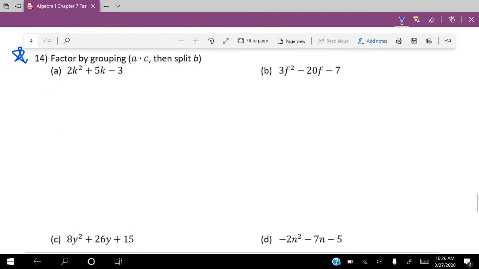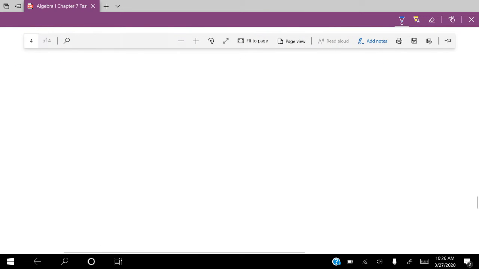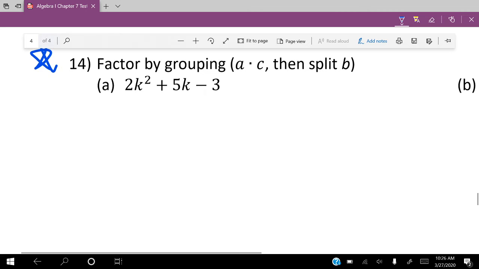14, the reason 14 is so difficult is because our first step is going to be finding A, B, and C. And remember, when A is 1, it is really easy. However, if we look here, A, B, and C, we can go ahead and find A. A is in front of k squared, which is 2. B is in front of k, which is 5. And C is at the end. It is alone, so it's going to be negative 3.